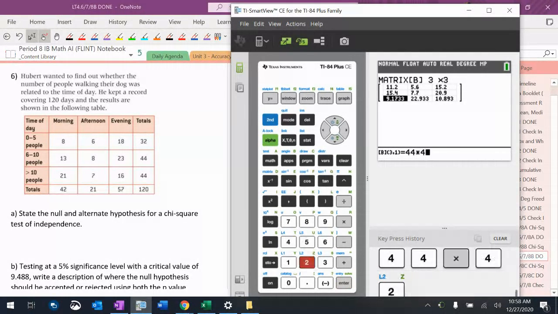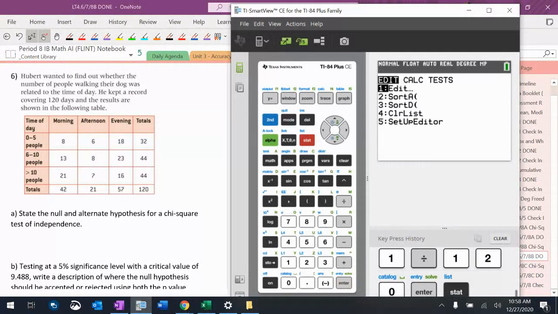44 times 42 divided by 120. 44 times 57 divided by 120. 44 times 57 divided by 120. And I did something wrong here. This one I think is wrong. 44 times 21 divided by 120. Yes, because those last two rows should be the same because they have the same row total and column total. So I don't know what I did wrong, but I got it now.